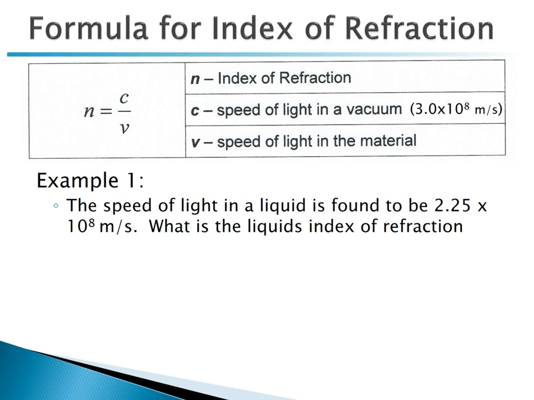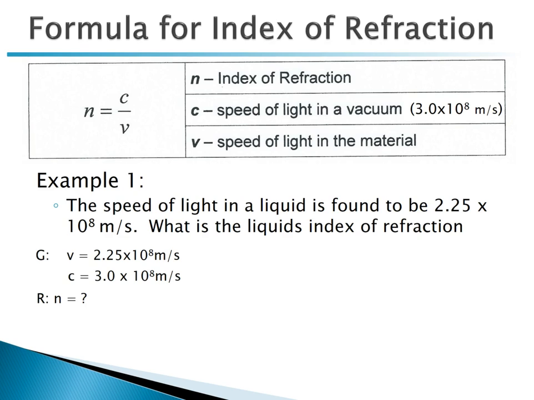Anytime we're doing any physics problems or word problems in math, we always start by writing down what's given. The first thing we're given in the problem is the 2.25 times 10 to the 8 meters per second. That's the speed of light in the liquid. Now, it doesn't seem like we're given very much, but remember, we do know what C is. C is a constant value. It's the speed of light in a vacuum, and it's always equal to 3.0 times 10 to the 8 meters per second. Now, what we're trying to solve in this formula is the liquid's index of refraction, or N. So that's what we're required to solve.